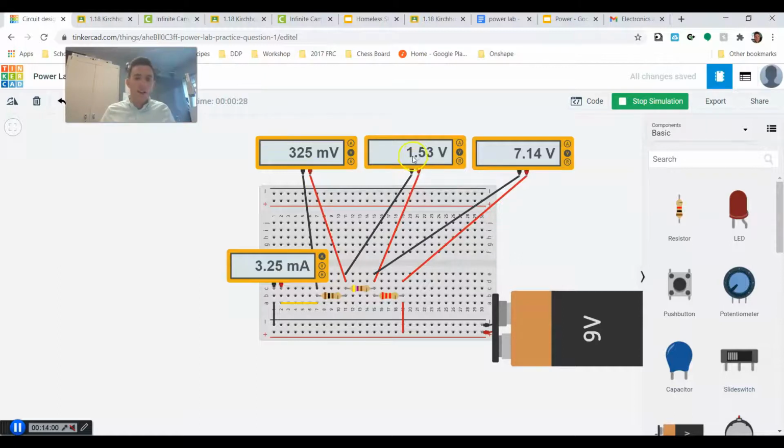Next number here, I have written down 1.5 volts. This is 1.53 volts. So again, it's come out to 1 extra decimal point, but it's the same number. And lastly, I have written down for this resistor 7.1 volts. This one is coming out to 7.14 volts. So again, different but the same. We would do a screen capture.